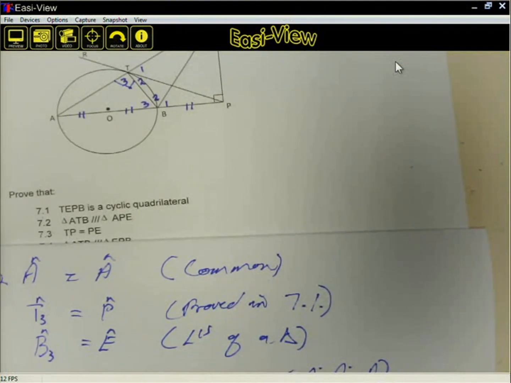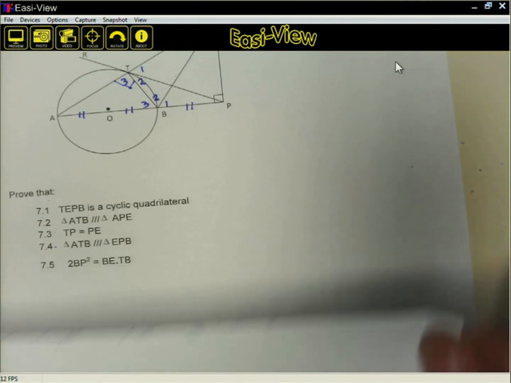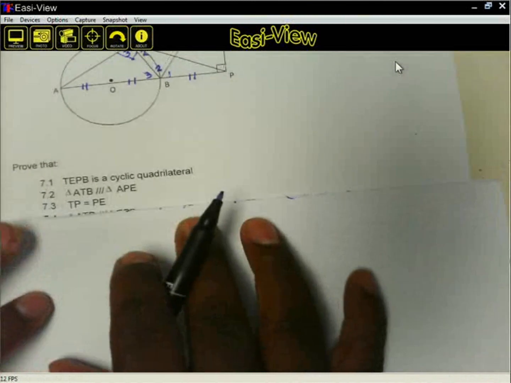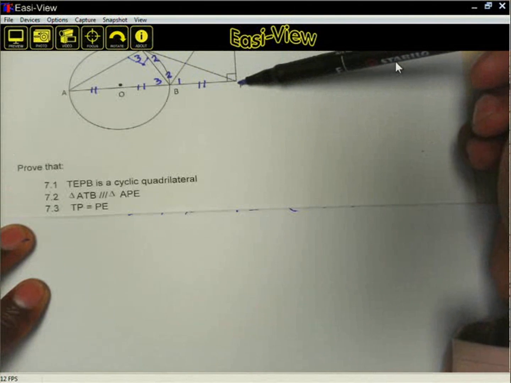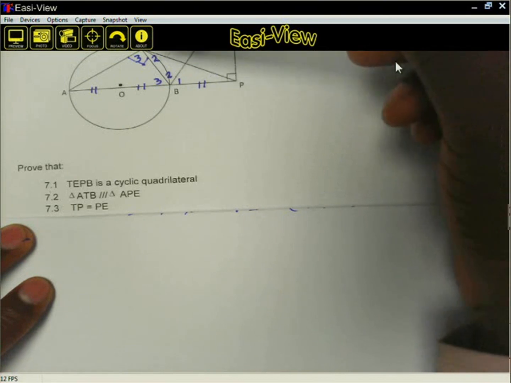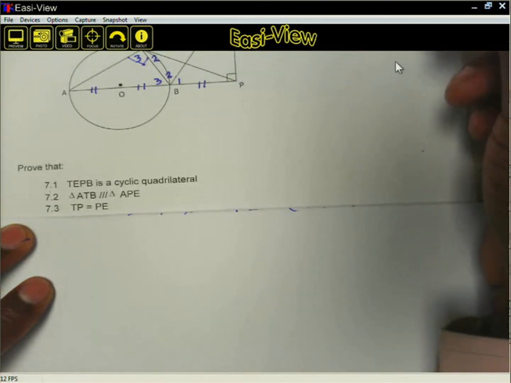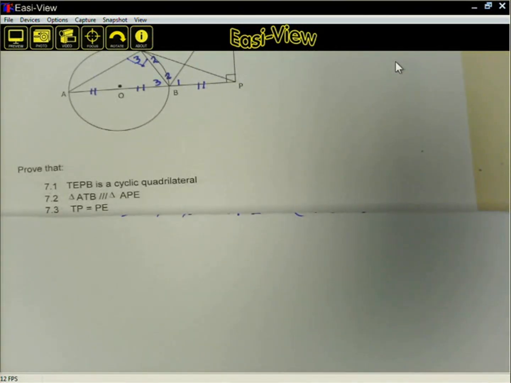Let's look at 7.3. It states, prove that TP is equal to PE. When will TP be equal to PE? Check TP. Check PE. When will they be equal? If T1 can be equal to angle E, then it means TP will be equal to PE.